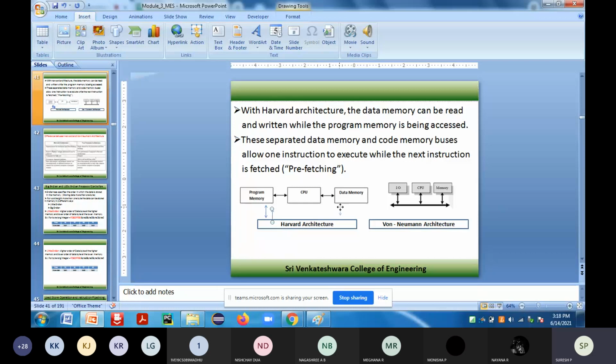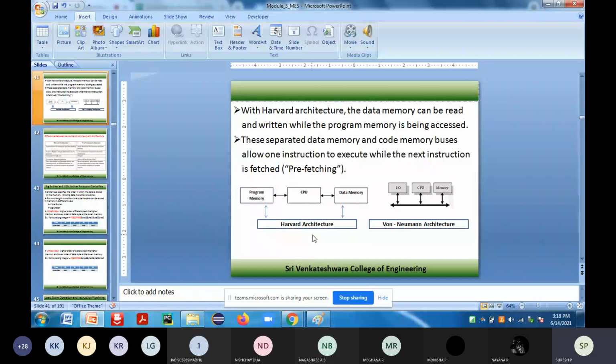So separate bus for data memory, separate bus for program memory. Once the program memory makes use of the instruction which has to be executed next, the instruction will be executed depending upon the data memory which is available. So by the time it is executing with respect to the data, the next instruction can be fetched from the program memory. That's what is going to happen in your Harvard architecture.